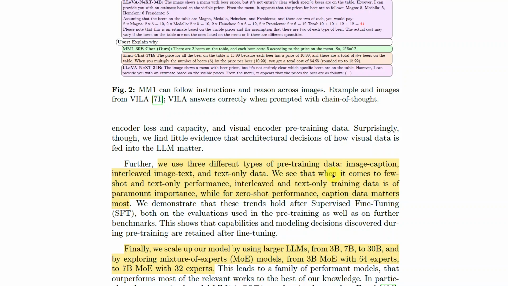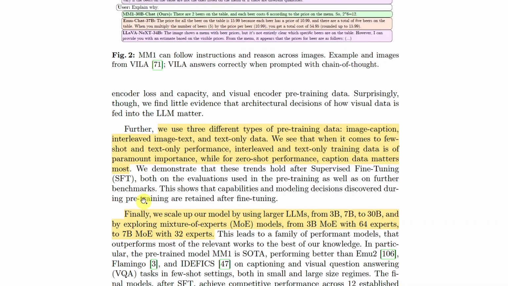For pre-training data, they use three different types of pre-training data. So there is image caption, interleaved image-text, and text-only data. An important point is that for few-shot and text-only performance, interleaved and text-only training data is of paramount importance, while for zero-shot performance, caption data matters the most. So this is also an interesting point.